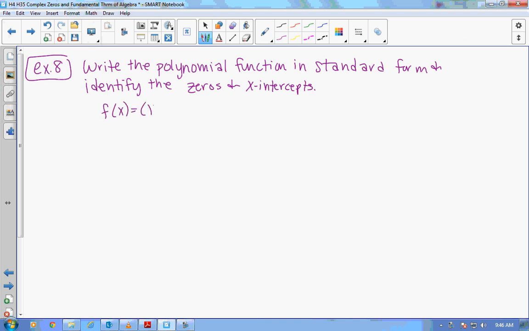f of x equals (x minus 3)(x minus 3)(x minus i). If one of the factors is x minus i, what has to be another factor? x plus i. Good. Those come in pairs.